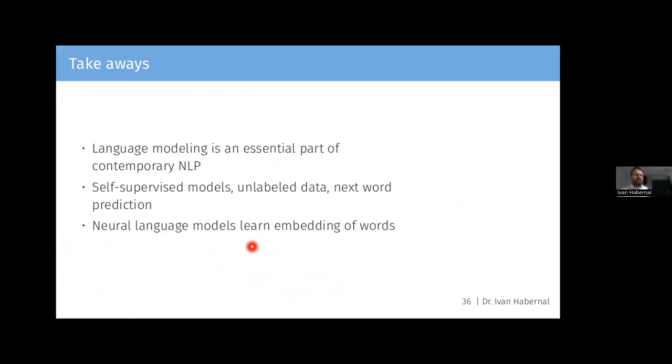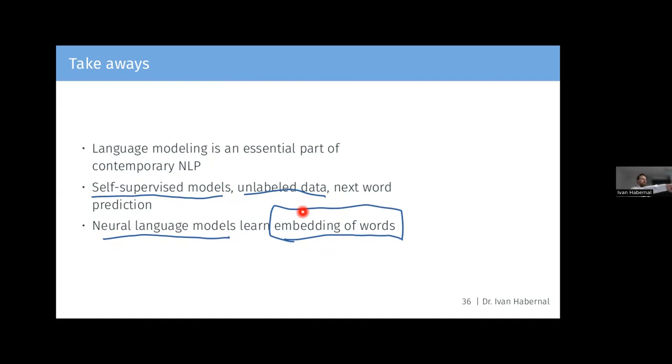So, takeaways. Language modeling is an essential part of contemporary natural language processing. Basically everything we have seen so far, transformers and so on, like GPT, are in fact language models. And they're self-supervised because we create training data for free, just next word prediction. For this we need no labels, just unlabeled data. And these neural language models, as we saw before, learn embeddings of words, which is super helpful for downstream tasks. Any question? Sorry, yes?